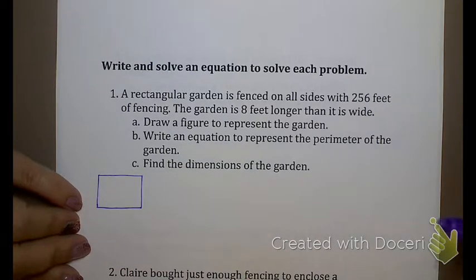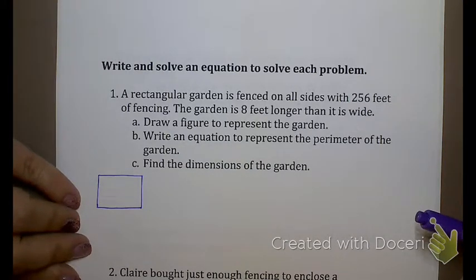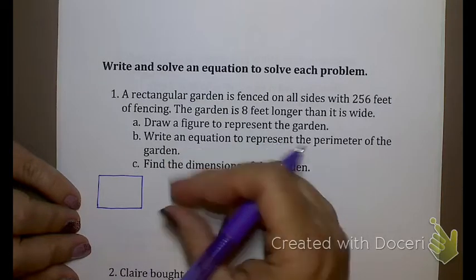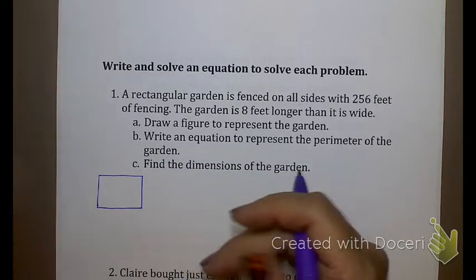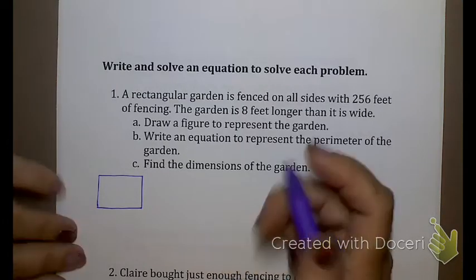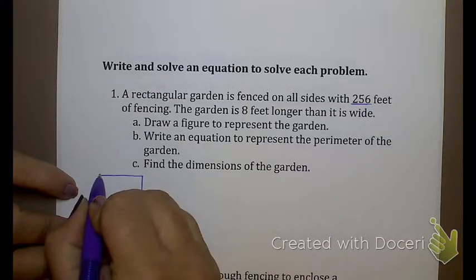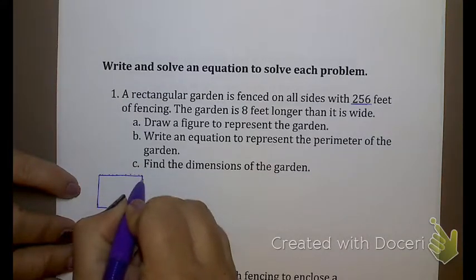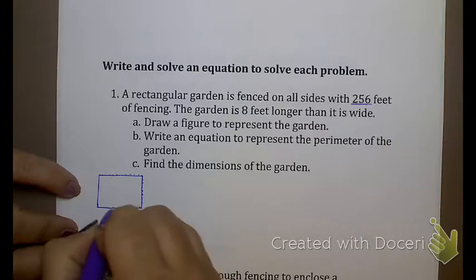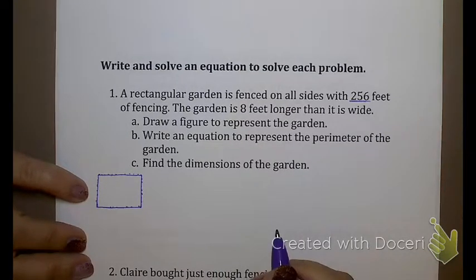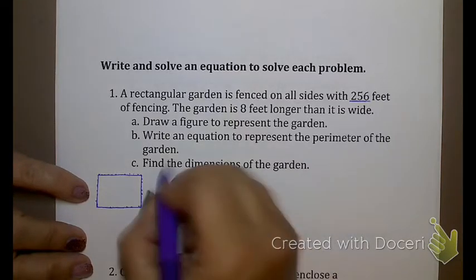Now, sometimes it gets a little bit confusing as far as which side is length and which side is width. It doesn't really matter which one you call the width, whether you go left to right for width or up and down as width, as long as one of them is width and one of them is height or length. Okay, so we know that we have 256 feet. We know that we have a fence that goes all the way around our rectangle. Yeah? Does that tell you that we're talking perimeter or are we talking area? We're talking perimeter.